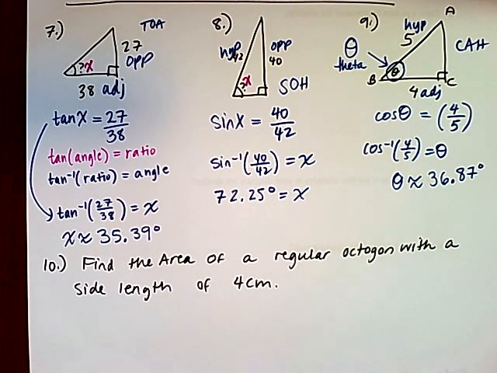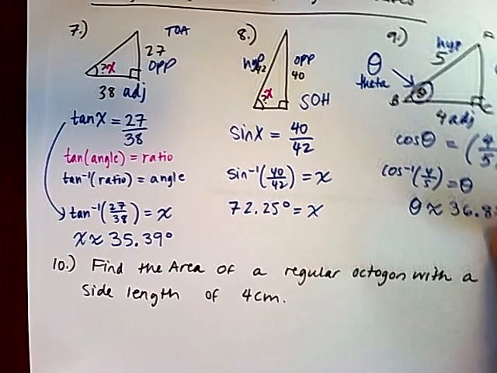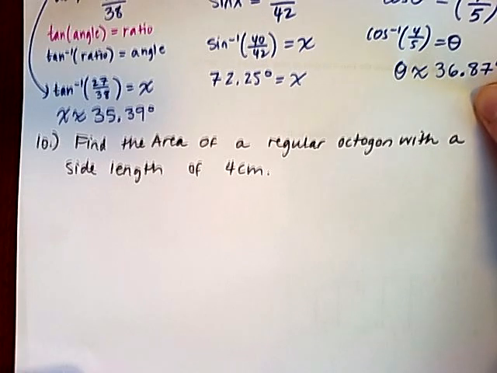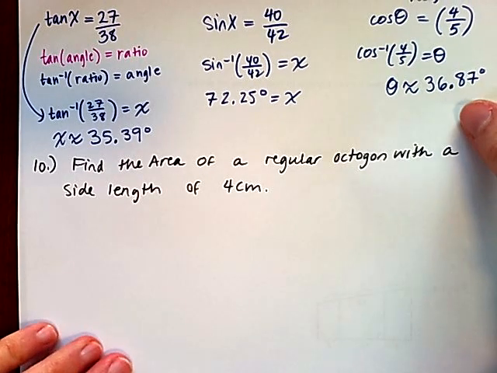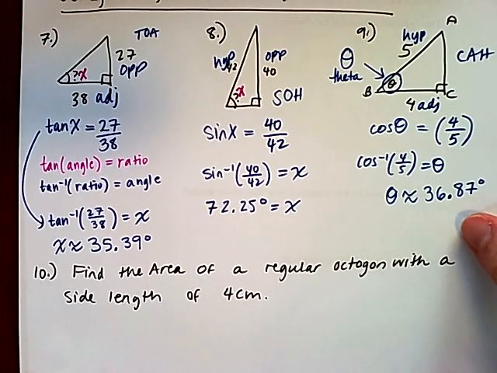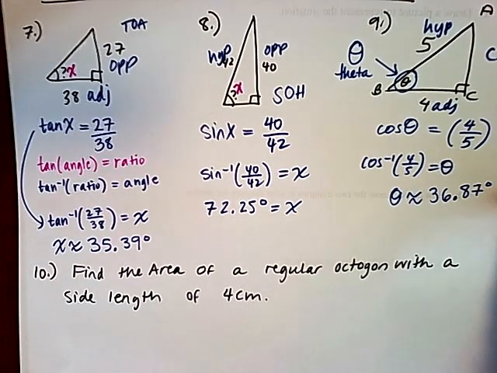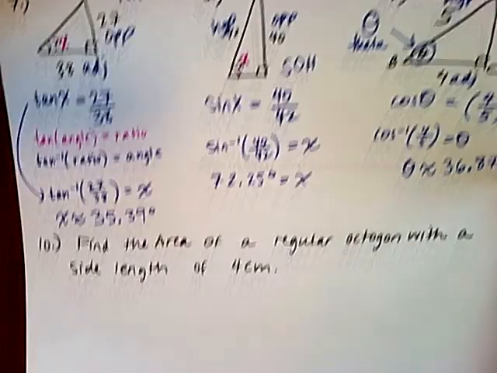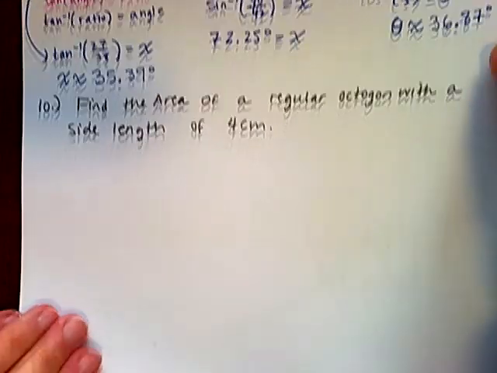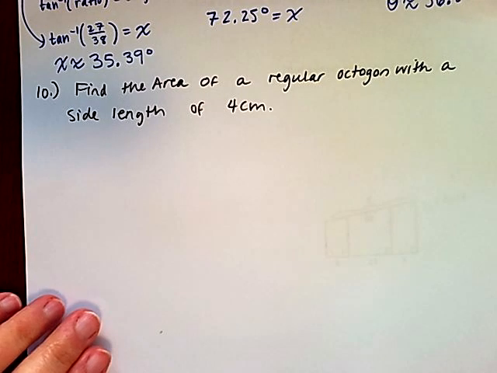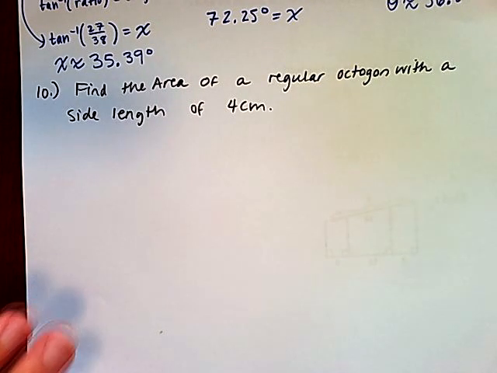Okay, so I have one more problem that I want to look at with everyone. First of all, right now what we've done is we've figured out how we can use trig to solve for unknown sides and unknown angles, and now we're going to start to see what types of problems that can allow us to solve. And one of them is this next one, which is how do we find the area of a regular octagon with a side length of 4 centimeters?